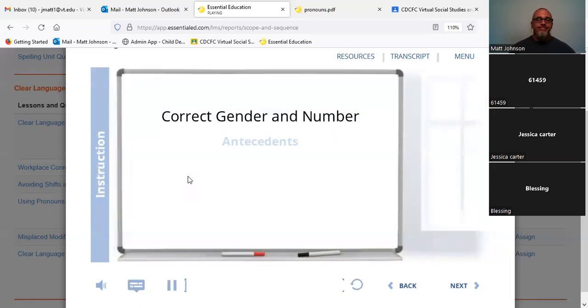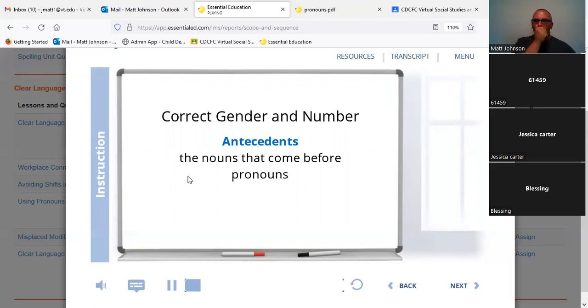Now let's talk about antecedents. That's a word I only learned when I was learning about pronouns. It kind of sounds like ancestors, right? And ancestors are the people who came before you. That's how I remember that antecedents are the nouns that come before pronouns. They tell you what the pronoun means.